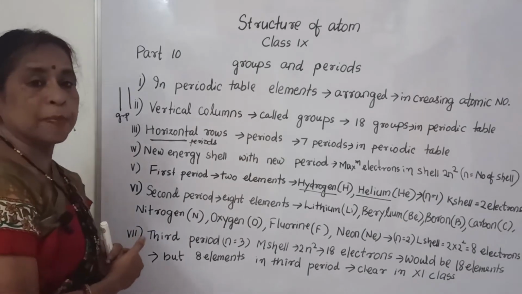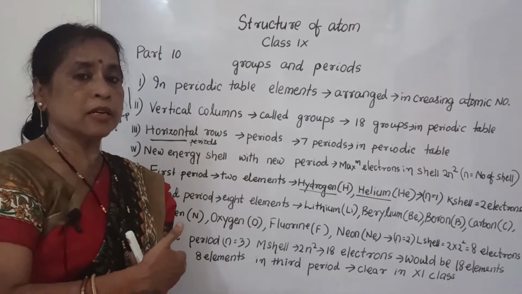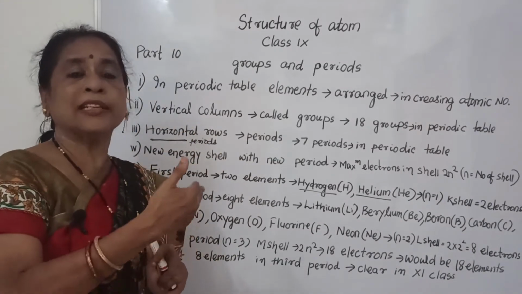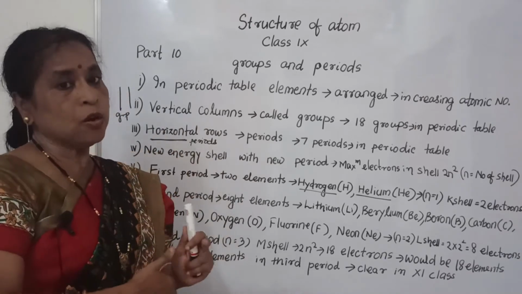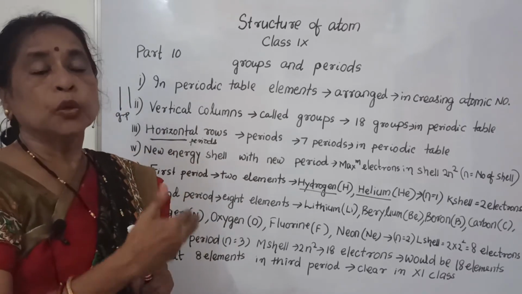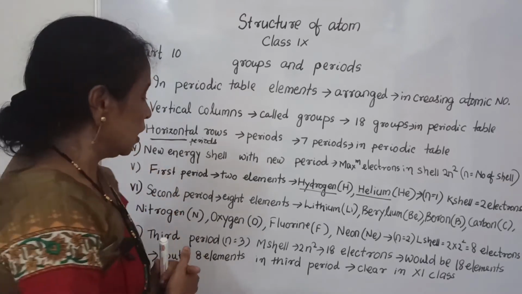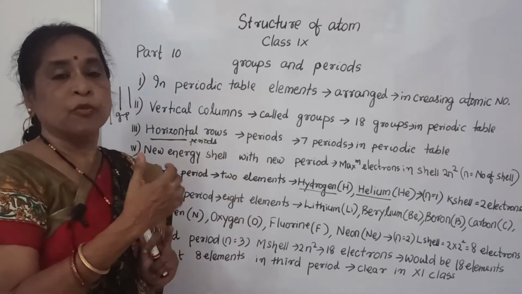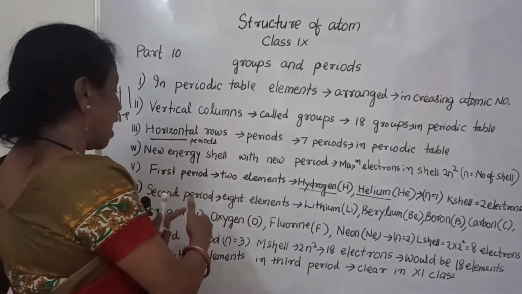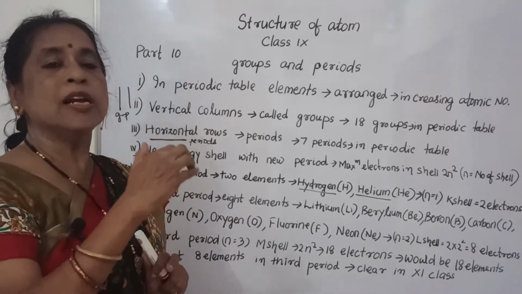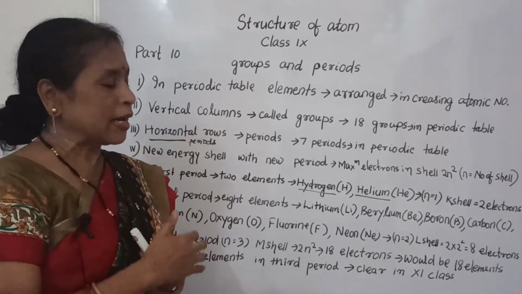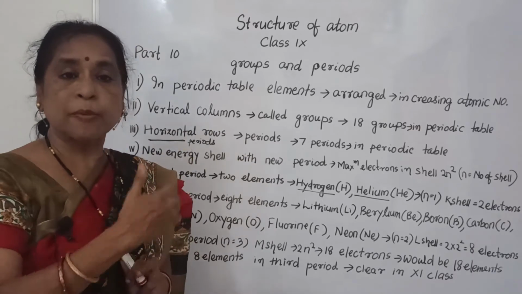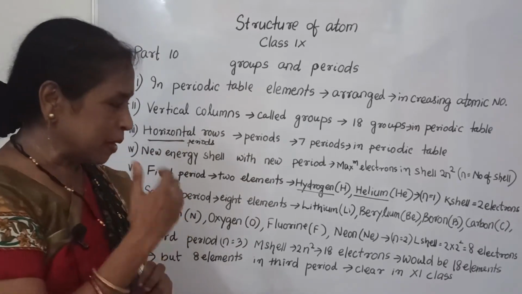Then come to the third period. What do you mean by third period? Third period means a new shell, that is n equal to 3. If n equal to 3, then the formula 2 into 3 squared comes to 18 electrons. That means the third period should be filled with electrons one by one up to 18. Maximum number of electrons is 18.